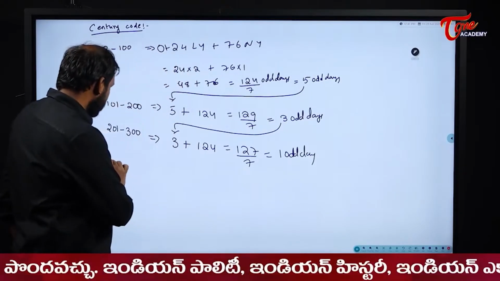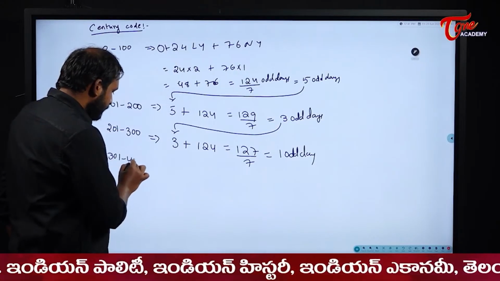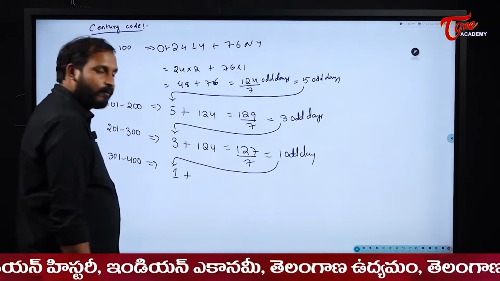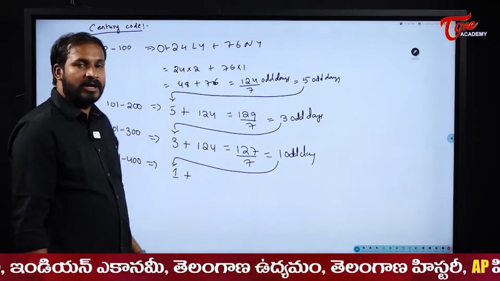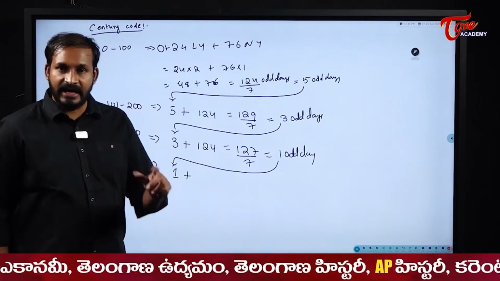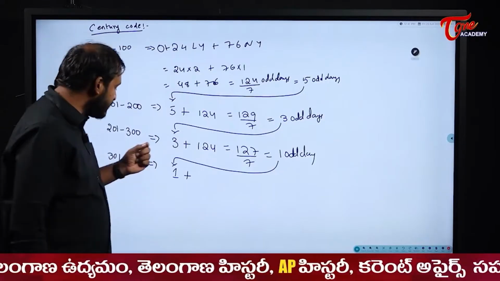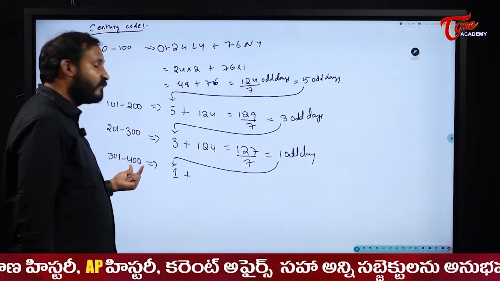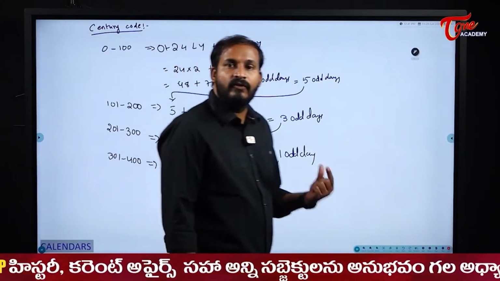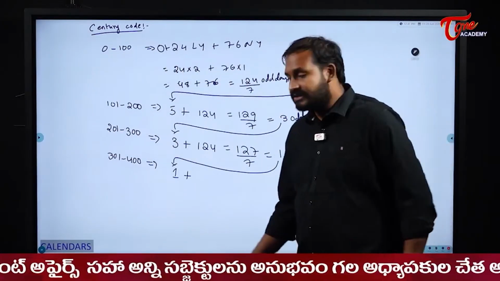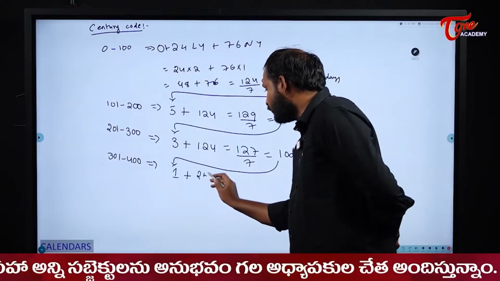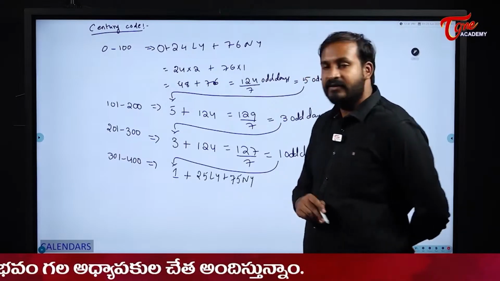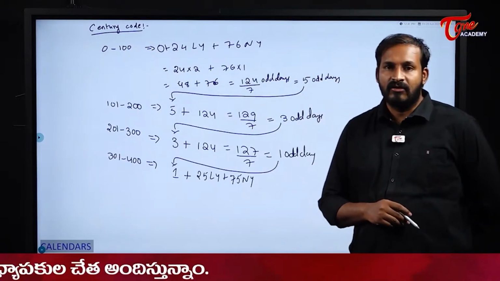Now come to the next one, 301 to 400. This 1 will come here. Now please see here, students. From 301 to 400, how many years are there? 100 years. But in this century we will have 25 leap years. What is the reason? We know that 400 is a leap year. Because of that, in this century I will have 25 leap years and 75 normal years.